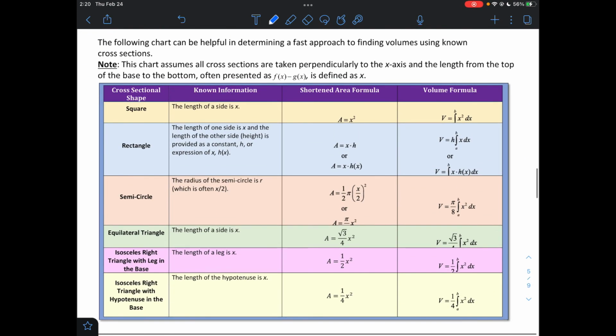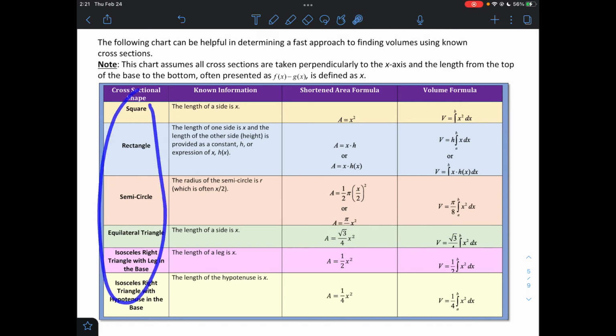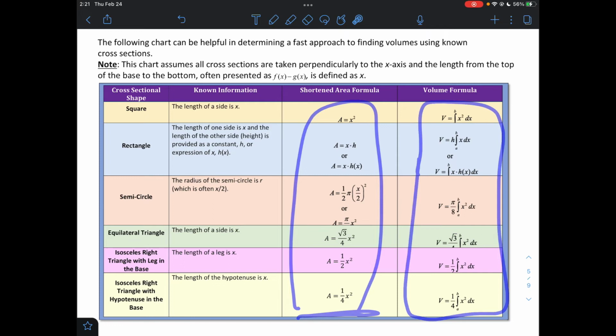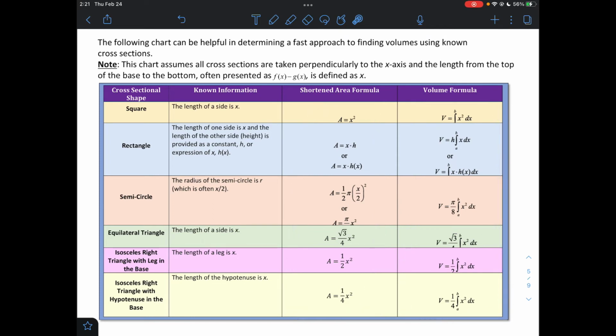So this is just a summary chart of everything that we've been talking about here so far. The different types of shapes, what we need to know, the geometric area formulas, and then the volume formula for finding them. I don't expect you to memorize this. I just want you really to think your way through the problems and go from there.